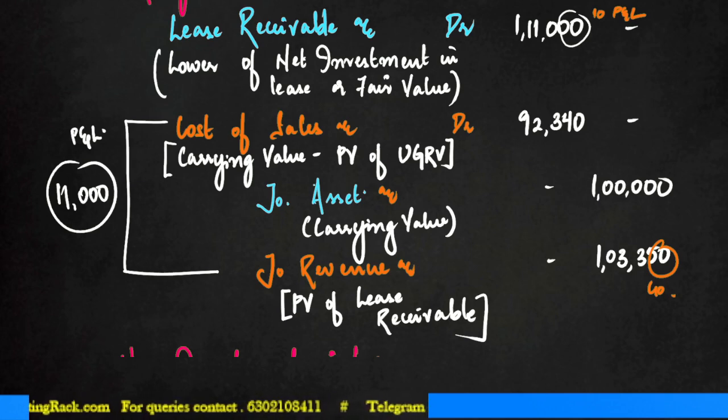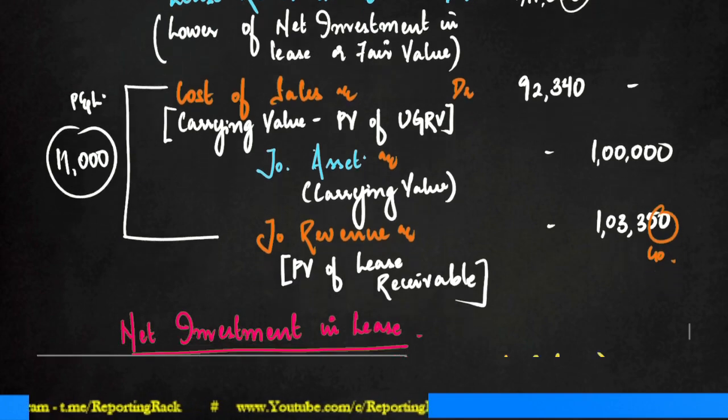Actually, the entry should have tallied. The 10 rupees of difference you are getting is because the lease receivable fair value was less than net investment in lease. If you would have written that as 1,11,010 rupees, then the answer would have tallied. You can debit the 10 rupees to P&L or you reduce the revenue to 340 instead of 350.